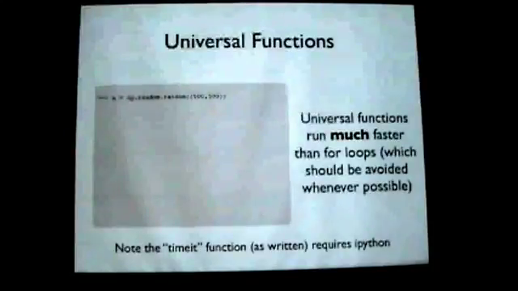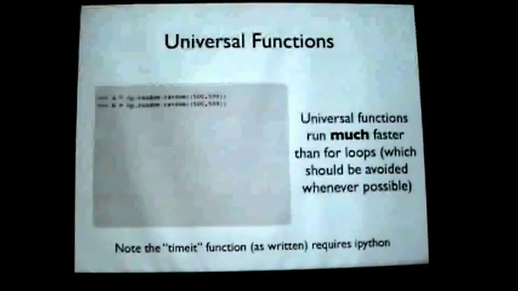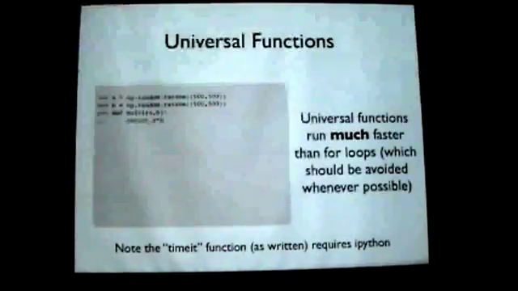Suppose I have an array A, which is just composed of 500 by 500 random numbers between 0 and 1. B is the same thing. And I want to look at two different ways to multiply them together on an element-by-element basis. I can use the universal function, where I just return A times B.